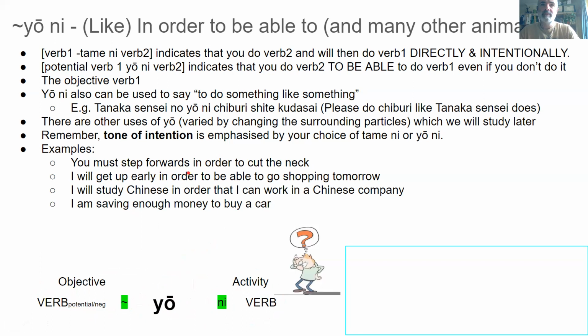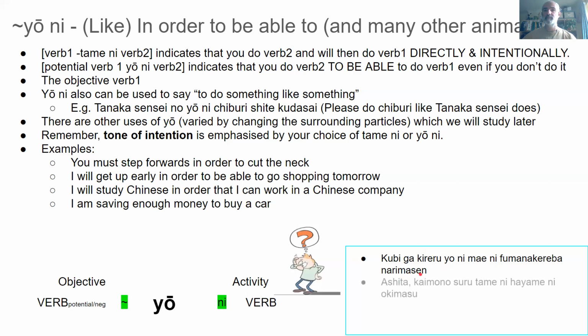Now, this first one, you must step forwards in order to cut the neck. The question is, are we talking about direct intentionality and direct control? If we do, then maybe tameni is correct. But to put this into the yoni, to say to be able to cut the neck, we would say kubi ga kireru. Remember, this is the potential verb. So this kubi for neck needs to be put into ga, not o. Kubi ga kireru yoni mae ni fuma nakareba narimasen. You must step forwards in order to be able to cut the neck.